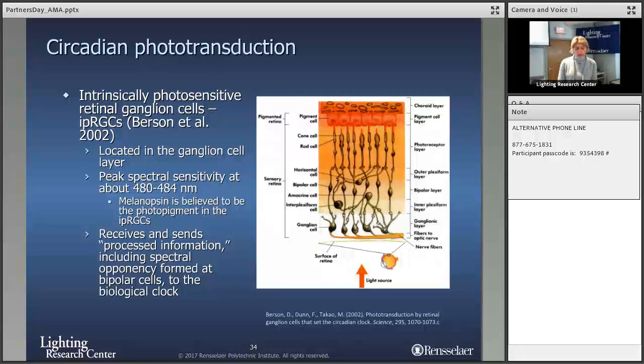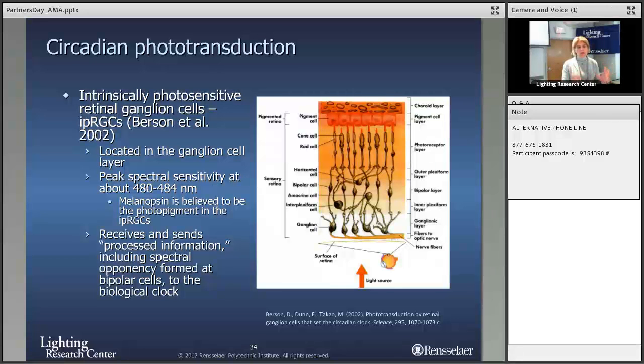and then transduce that information to the brain. So if you look at the graphic here, that's a cross-section of the retina. This is how the light comes through. This is the ganglion cell layer where the ipRGCs are located. Light goes through all these, gets into the photoreceptor layer, which is where the rods and cones are located. The rods and cones will absorb the photons, and then these photons are going to be processed in these layers of the retina, including the bipolar layer where spectral opponency is formed.